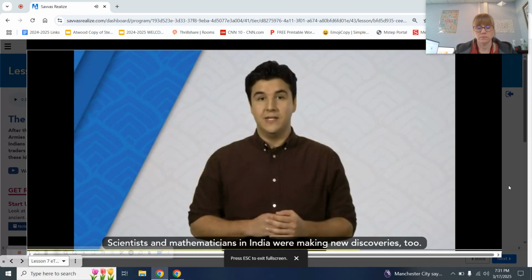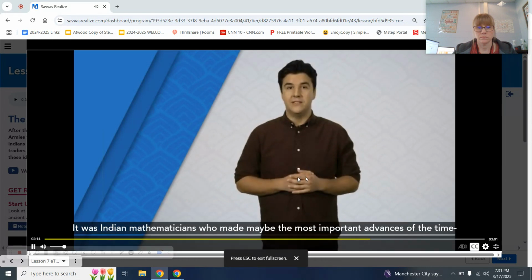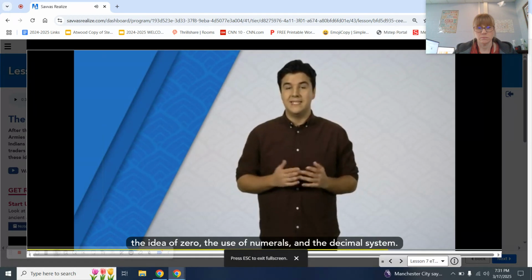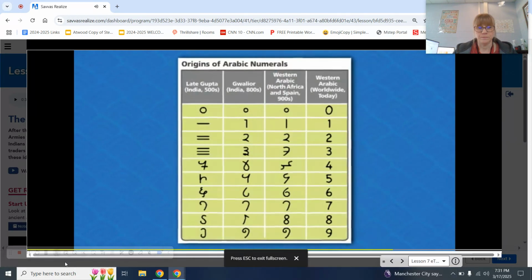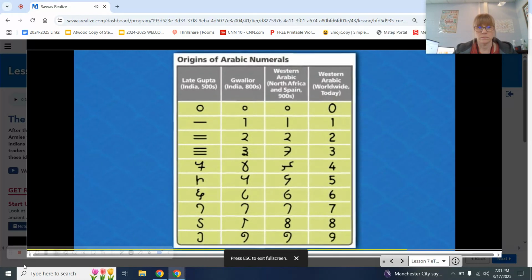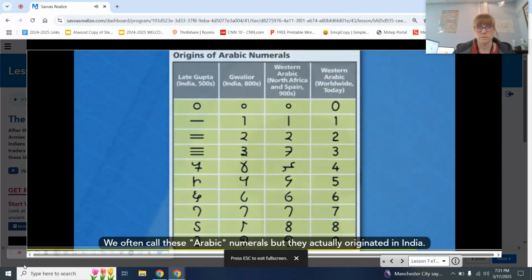Scientists and mathematicians in India were making new discoveries too. It was Indian mathematicians who made maybe the most important advances of the time: the idea of zero, the use of numerals, and the decimal system. Numerals are the symbols that stand for an actual number or quantity. We often call these Arabic numerals, but they actually originated in India.